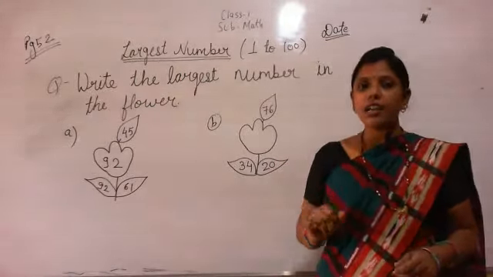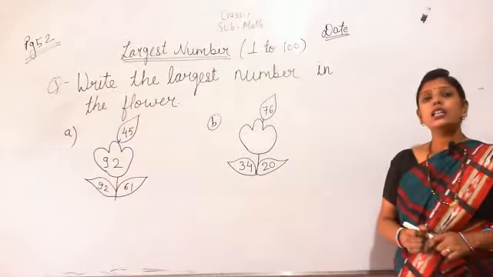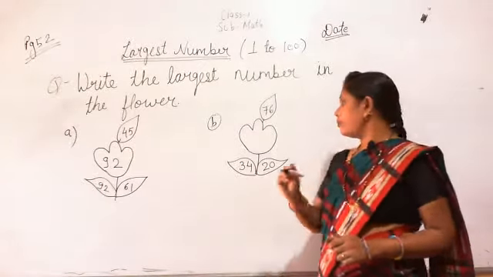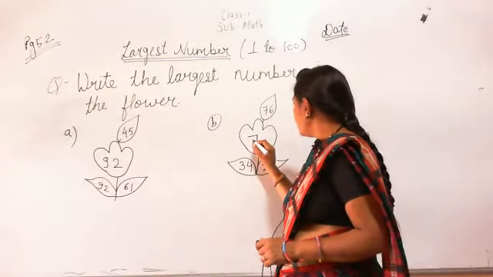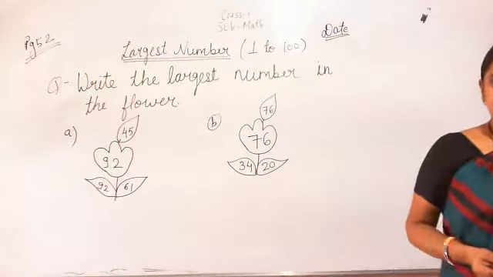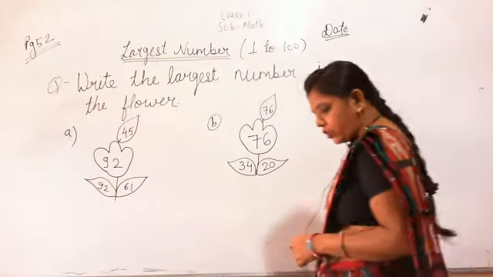So identify the largest number. The largest number is 76. So write here 76. So complete these 2 questions fast. Those who are writing very slowly, write fast and try to complete these 2 questions fast.